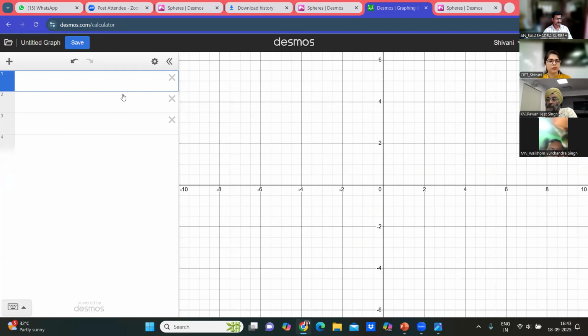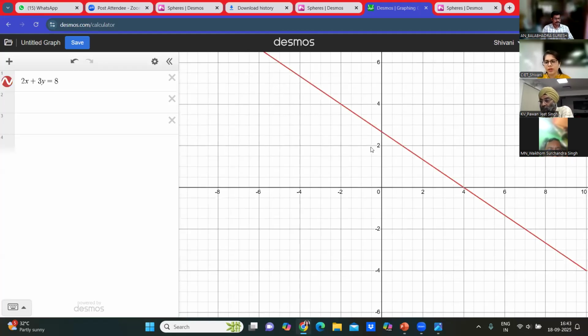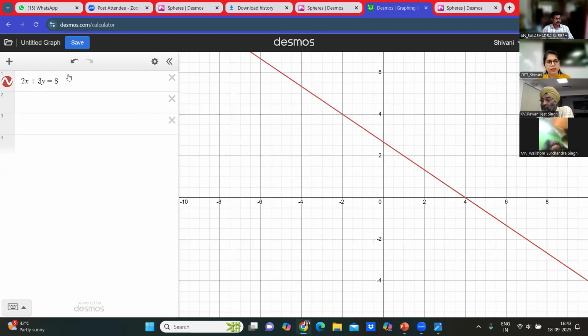This is 2x plus 3y equals 8. So this kind of equation you can write by yourself. No, it is not only for classes 1 to 10, also for 11 to higher classes. It is categorized between the calculators.